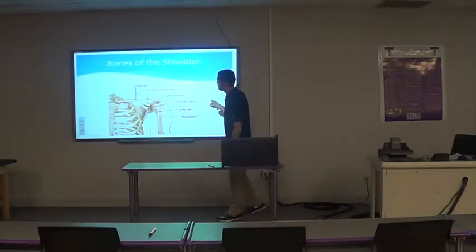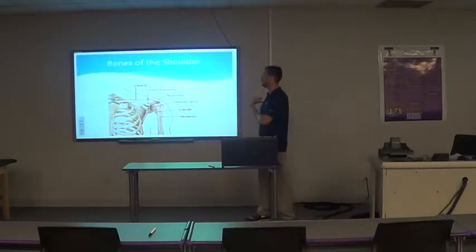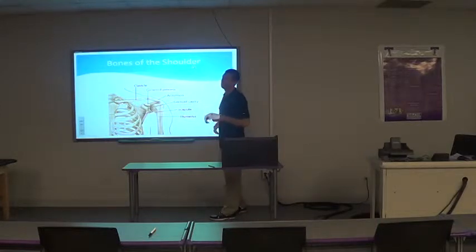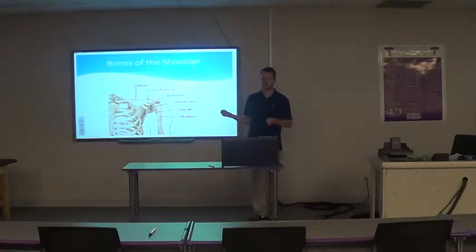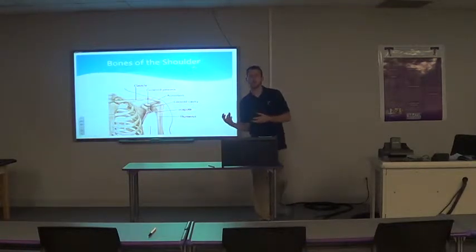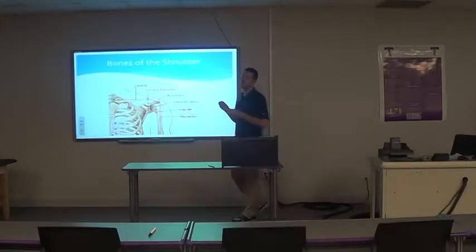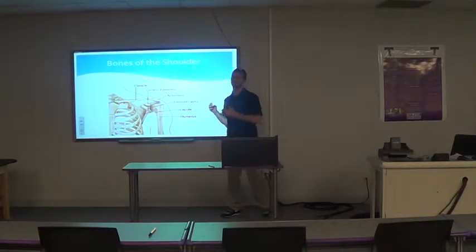You have the coracoid process and the acromion process, which are both parts of the scapula, which is also known as your shoulder blade, a more common term. Same thing with the glenoid cavity. It's actually just a part of your scapula, but the glenoid cavity is where the head of the humerus, which is your upper arm bone, fits in.